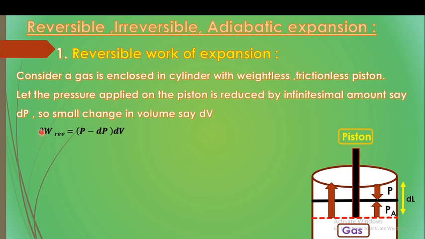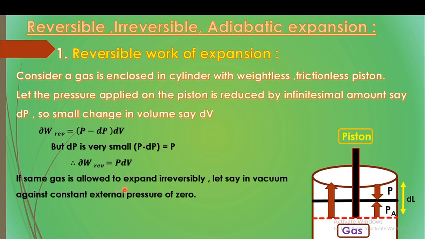Therefore, how can we write the reversible work done? dW reversible is equal to (P minus dP) into dV. But we know that dP is very small because it is an infinitesimal amount. Therefore, what can we write for P minus dP? We know the work done formula is W equal to minus P into dV. Therefore, for the reversible process, the change in pressure is dP, and we have written dW reversible equal to (P minus dP) into dV. But dP is very small, therefore P minus dP becomes equal to P. Therefore, we can write dW reversible is equal to P into dV.